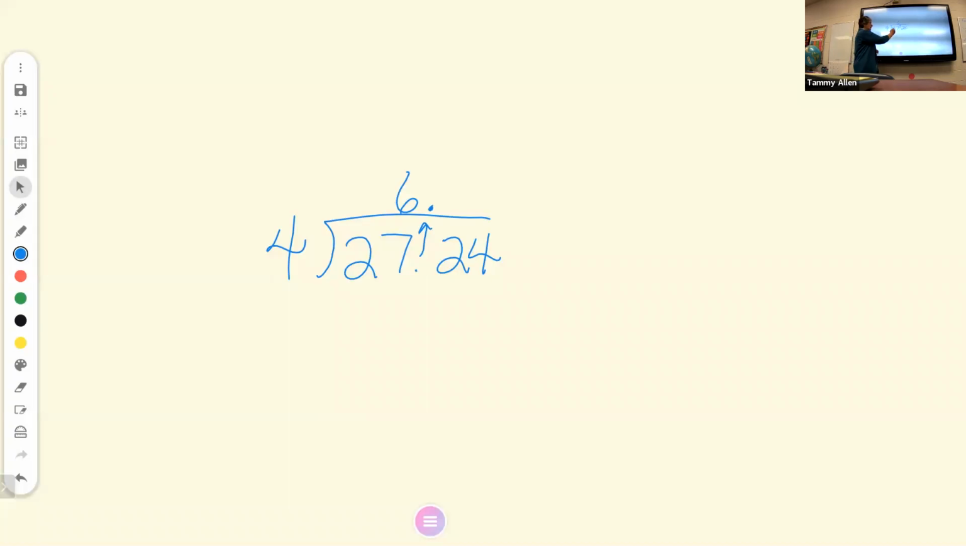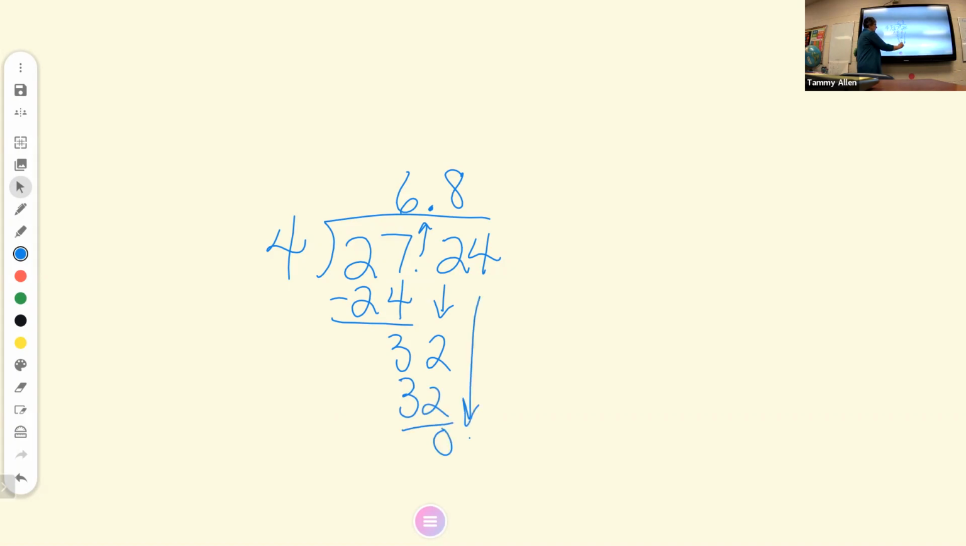6 times 4 is? 24. We subtract, bring down the 2. How many times does 4 go into 32? 8. 8 times 4 is? We bring down the 4. How many times does 4 go into 4? 1. 6 and 81 hundredths. What questions do you have?